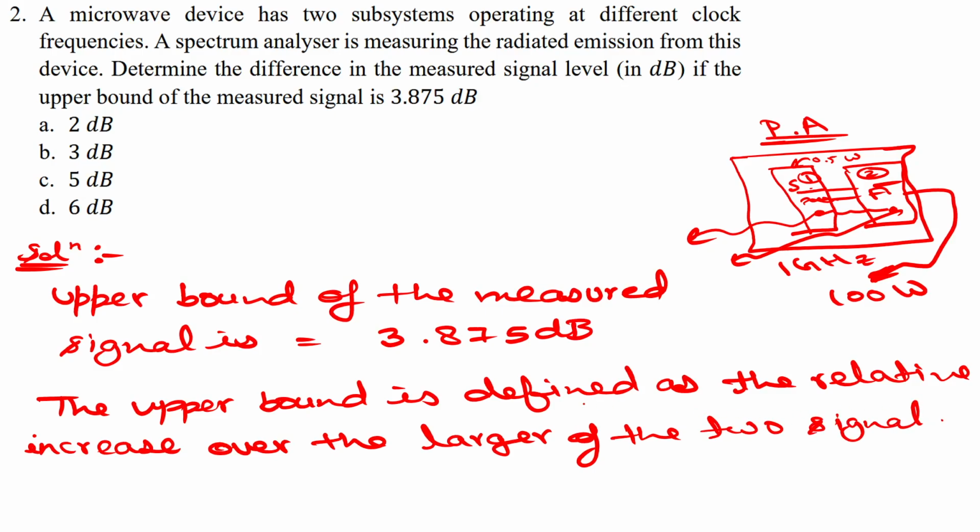So what it means is, let's say one signal is larger and the second one is smaller, and whatever the difference between them is, is the upper bound. So it is the relative increase, like how much the larger signal is greater than the smaller signal. That relative increase in decibels is the upper bound. So it is given as 3.875 decibels.